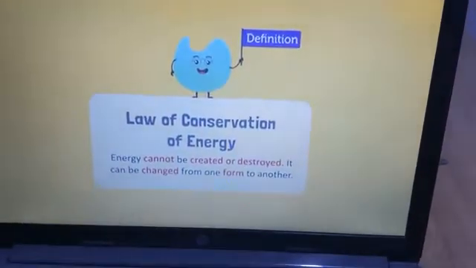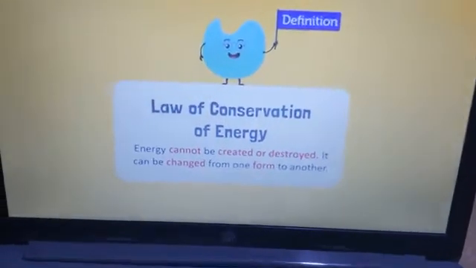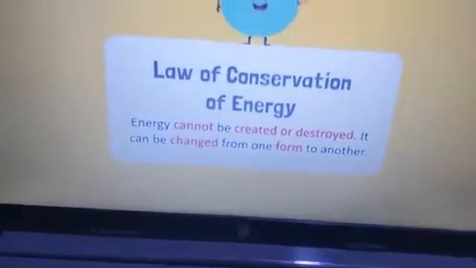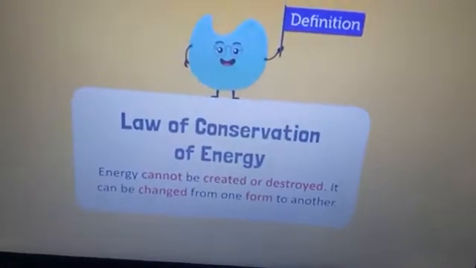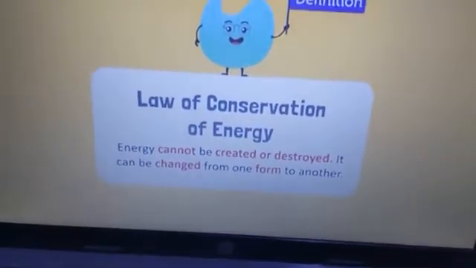The law of conservation of energy states that energy cannot be created or destroyed. It can be changed from one form to another and from one place to another, but the total energy remains constant. Or the total energy of an isolated system is a constant. You can see the following.